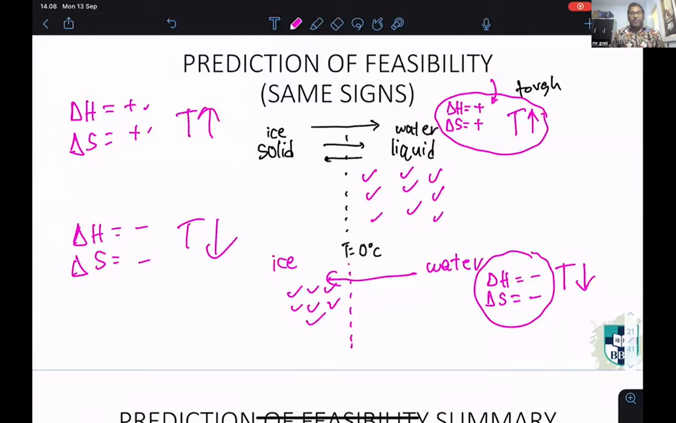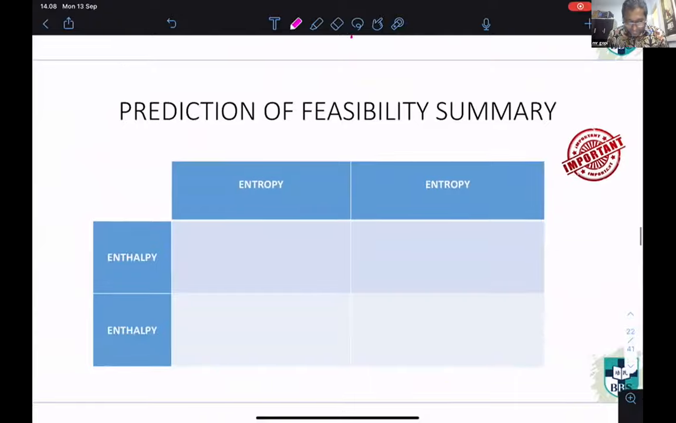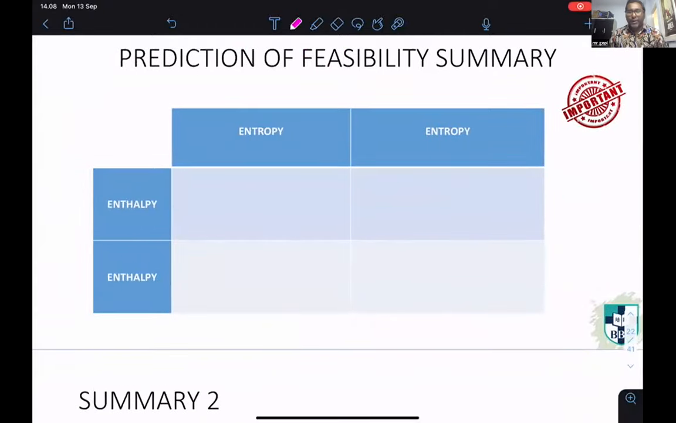Now, how do I represent all this in a simple form like this? This is going to be quadrant. Now, let's say I put over here, entropy is positive. Let me change the color. Here entropy negative. And let's say this one I put positive and this one I put negative. If I come over here, positive and positive. Negative and positive. This one is going to be positive and negative. This one is going to be negative and negative, the quadrants.